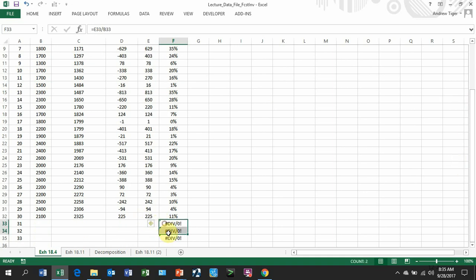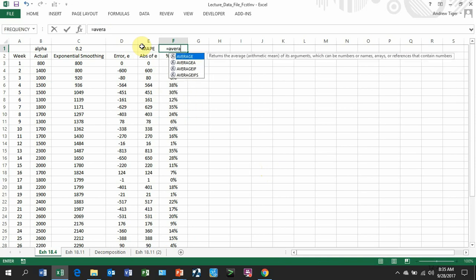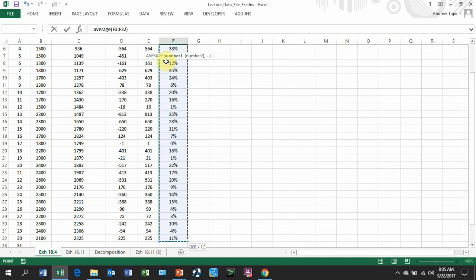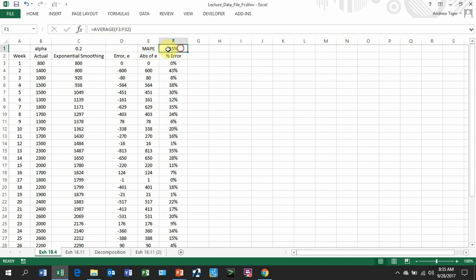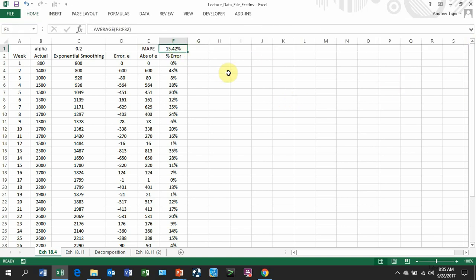So we've got that. And then every one of these is an absolute percent error. So to calculate the overall average, I just take the average of all these percent errors, equally weighted. And let's show a decimal or two. So with an alpha of 0.2, using exponential smoothing, the MAPE is 15.42%.